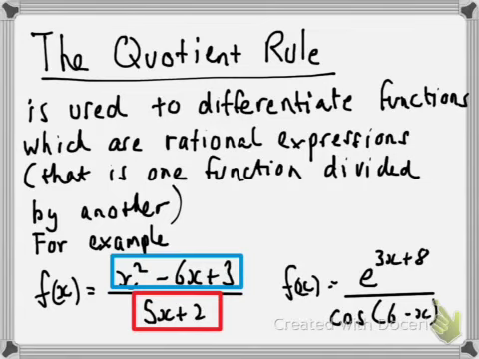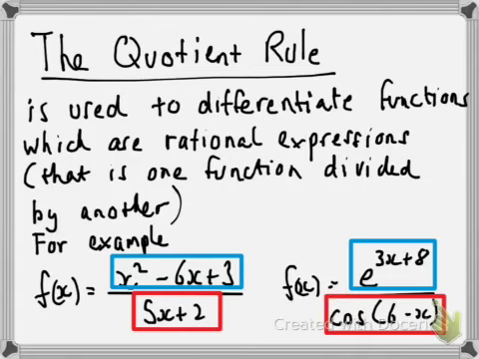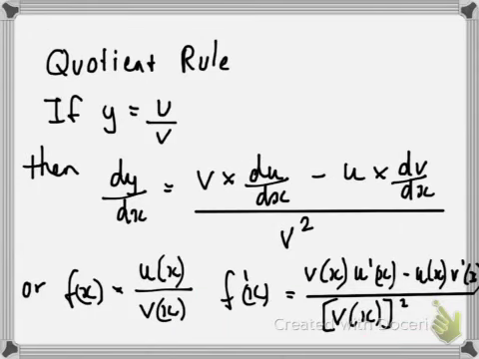Next one, same sort of deal. We've got e to the power of 3x plus 8 in the numerator position, and in the denominator position we've got cos x minus 6. So it's one function divided by another, fraction form. Okay, so if you look at that situation, we've got a rule that applies to differentiation of a quotient. One function divided by another one.